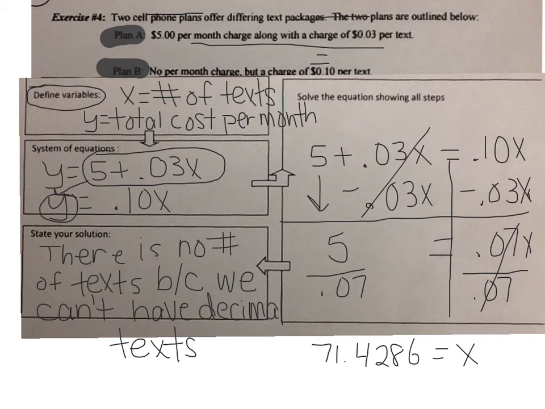If that answer came out to be 71 or 72 with no decimal, then we would have a solution because we can have 71 as a whole number of texts. 0.4 texts would be like sending a text that didn't go all the way through. You don't get charged for those. So for this situation, there is no number of texts that make the two plans equal to each other.